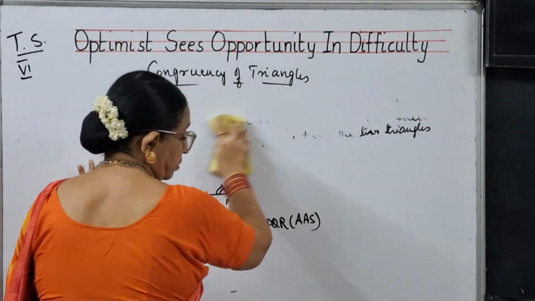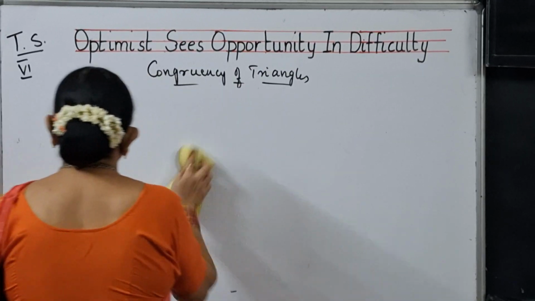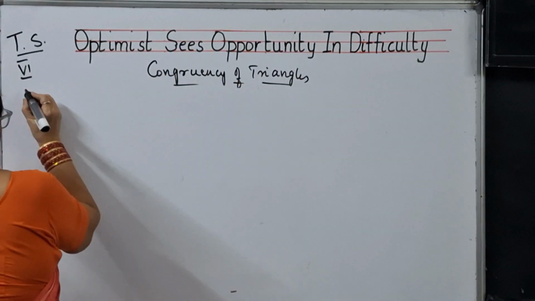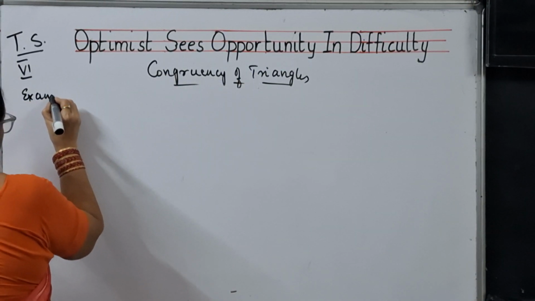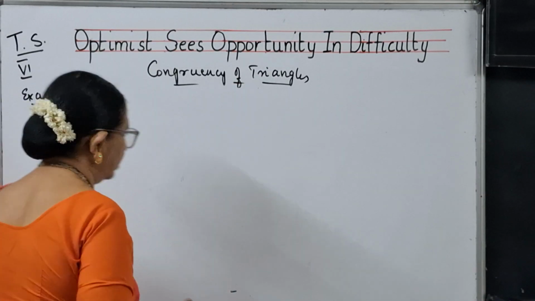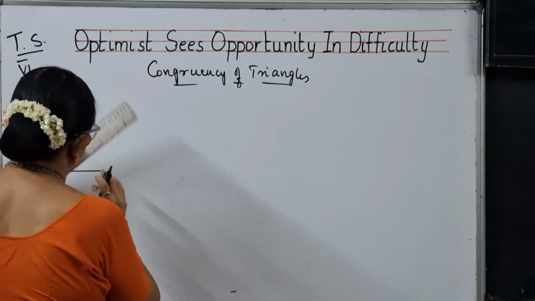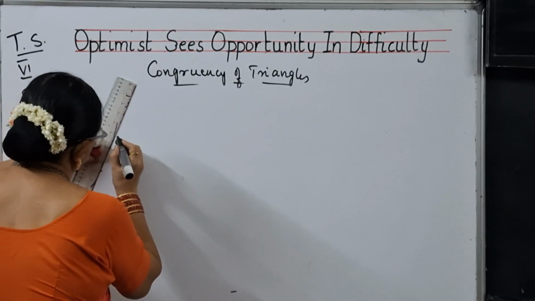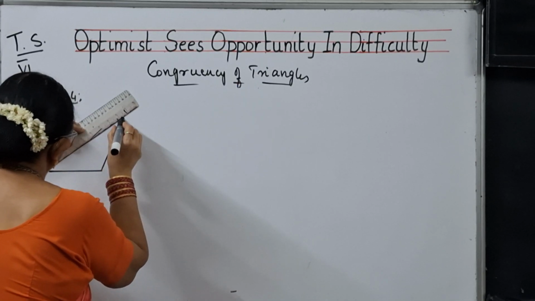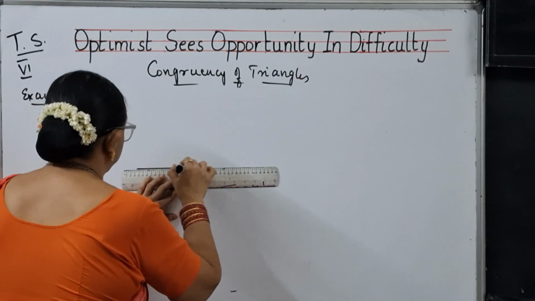Now we have example 4. There is a figure for example 4. First, let me draw that figure. Two triangles. These are actually obtuse angled triangles. I hope you know about the angles, children.